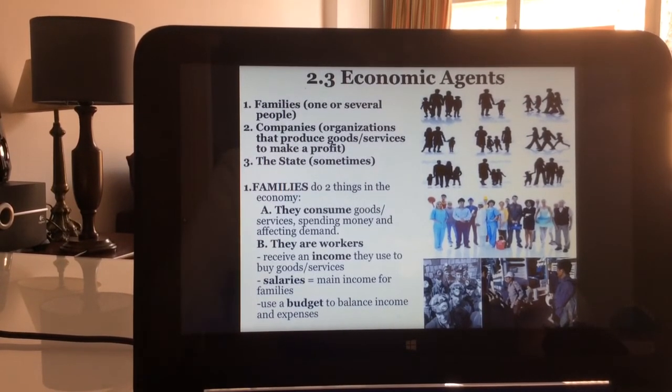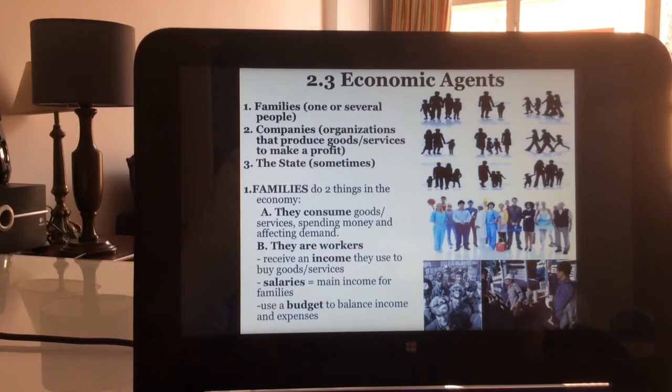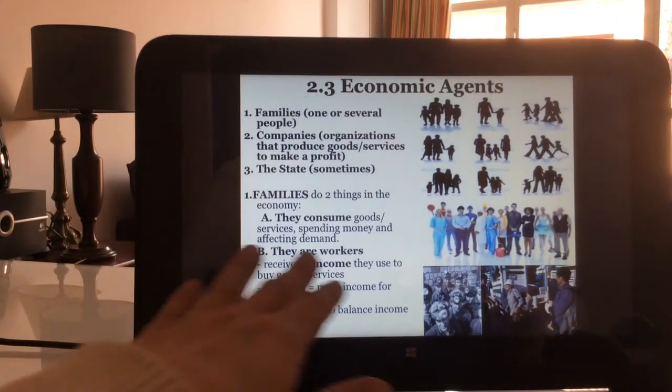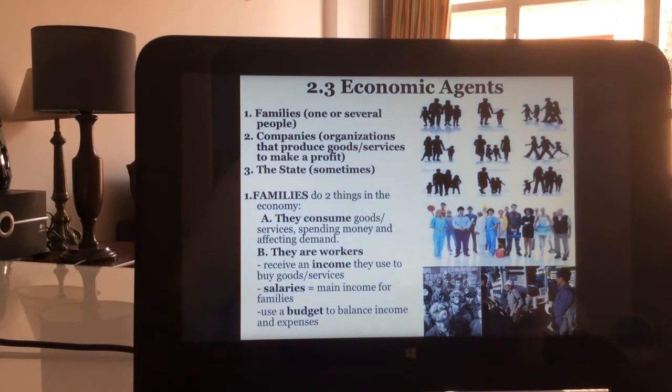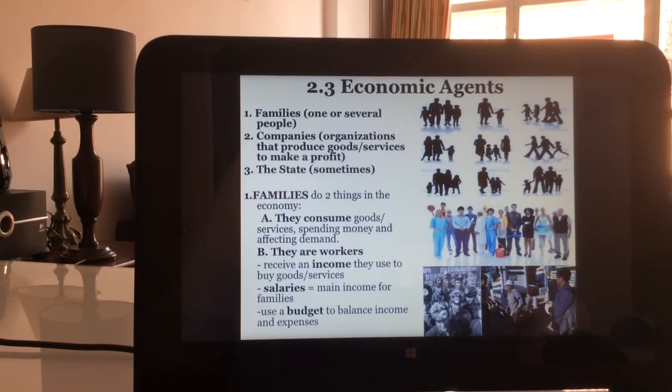Okay, so in families, they do 2 things. They consume and they're workers, right? As workers, they receive an income. An income, we talked about this definition in class, okay? Income is all of the money coming in. Any kind of money, right? So it can be a salary, which is mostly what people think about when they think about money. This is what you're paid from your job every month. The salary is the money you are paid from your job every month, right? A wage is the money you're paid from your job every hour. So it depends how you're paid. You're either paid as a wage or a salary.